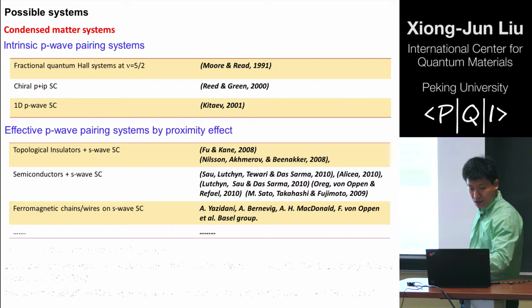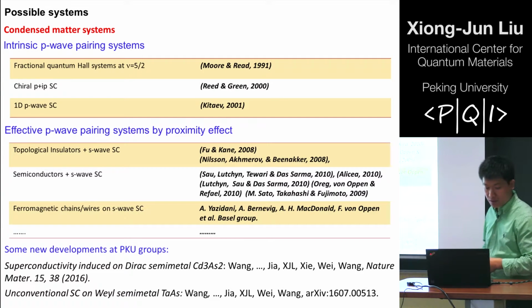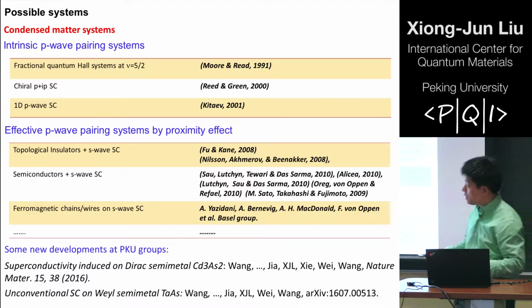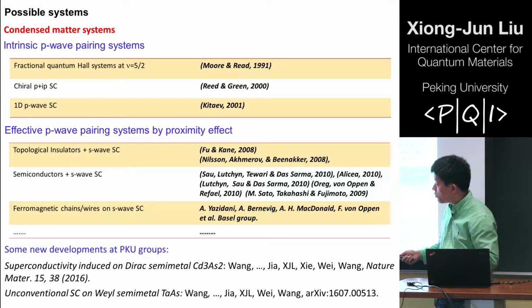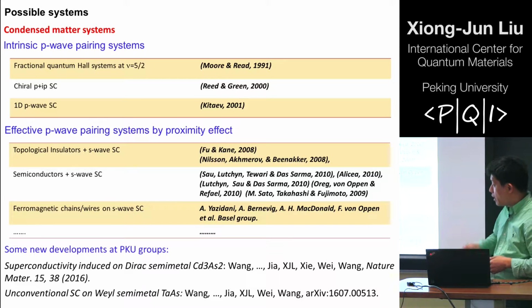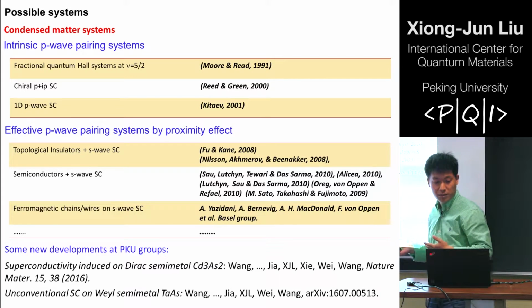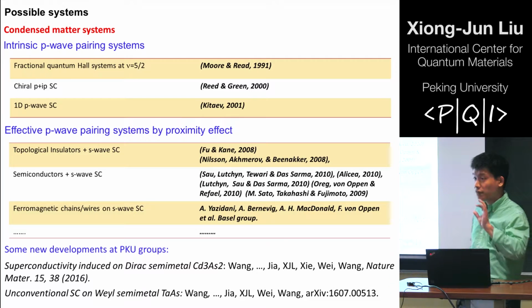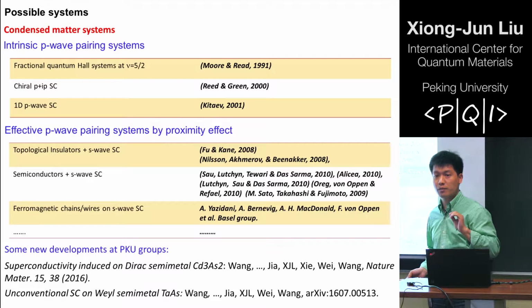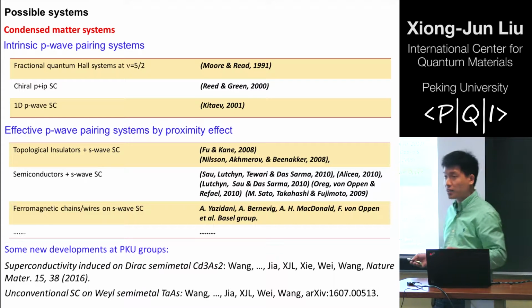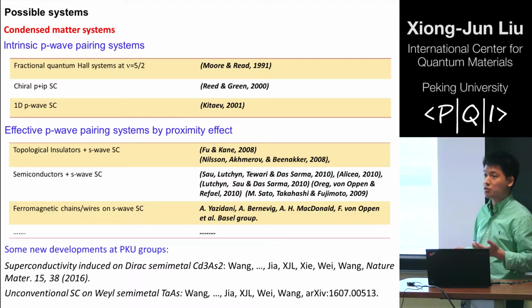I would also like to mention some recent developments in the PKU group. We consider the superconductivity induced in Dirac metals and Weyl metals. Why do we think this kind of material could be interesting for studying topological superconductors? The reason is that for this kind of material, the Fermi surface itself is topological. You have a metallic Fermi surface, and it's already topological. Then when you induce superconductivity in this kind of material, you have some chance to get the p-wave pairing or topological superconductivity.